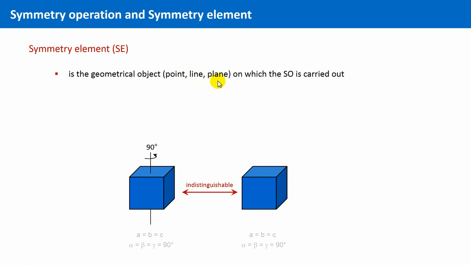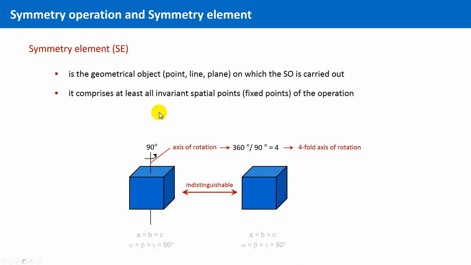In this example, we rotated the cube by 90 degrees around this axis. This means this axis is the geometrical object on which this rotation was carried out. So this axis is our symmetry element, here a fourfold axis of rotation. This axis comprises all points which do not change their positions while carrying out the symmetry operation. So this is meant by the slightly formal expression invariant spatial points.